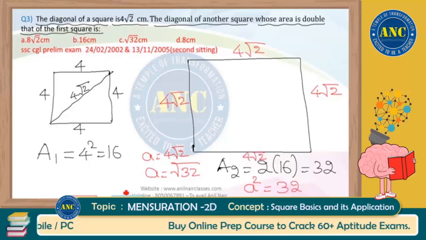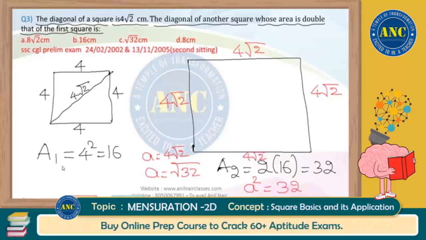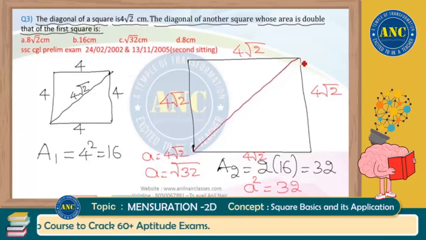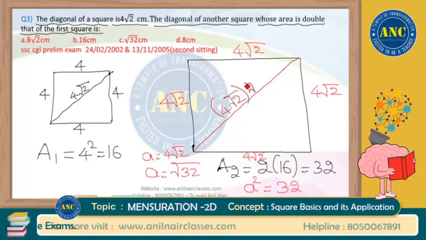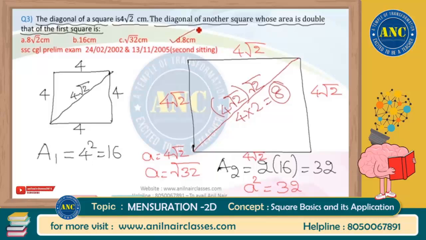If the side is a, then the diagonal will be a root 2. If the side is 4 root 2, the diagonal is 4 root 2 into root 2, which is nothing but 4 into 2. Answer for this question, the diagonal of the second square, is 8 centimeters. Answer for this question is 8 centimeter.